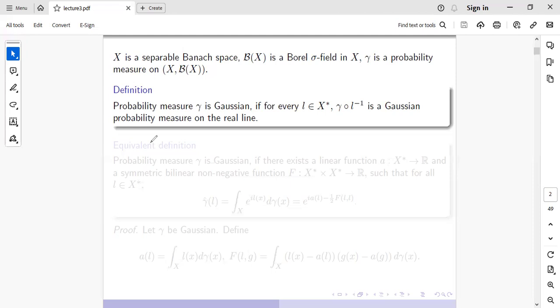The difference with the finite dimensional case is that in finite dimensional case, all linear functionals are continuous, while in general it is not true. So here we impose the condition that L must be continuous.